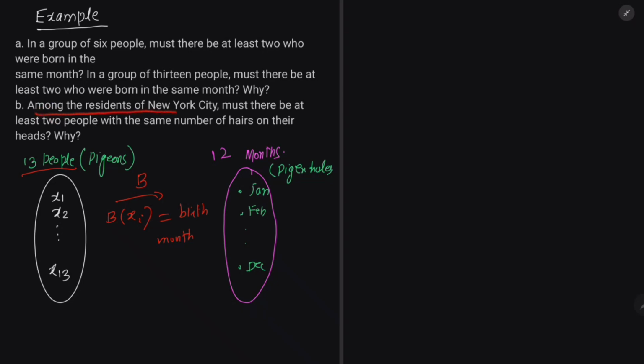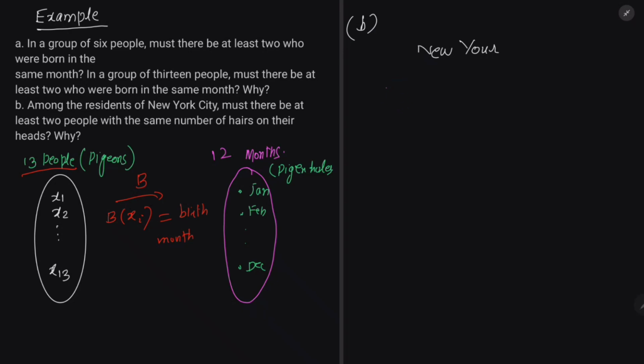Now, this is another very interesting example. Among the residents of New York, must there be at least two people with the same number of hairs on their heads? Why? Now, this is going to be interesting. The question says that if we have residents in New York, they can be in any country, any city. In New York, there are people living there, and at least two people must have the same number of hairs on their heads.